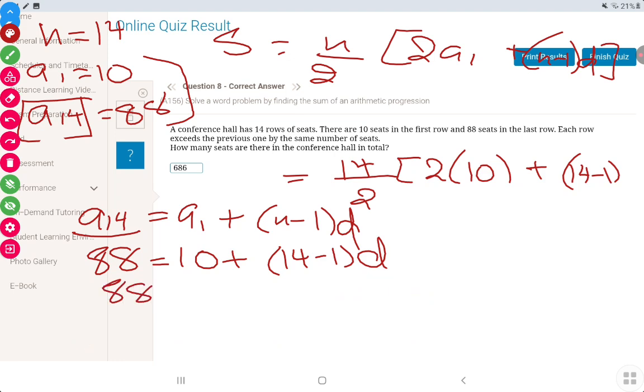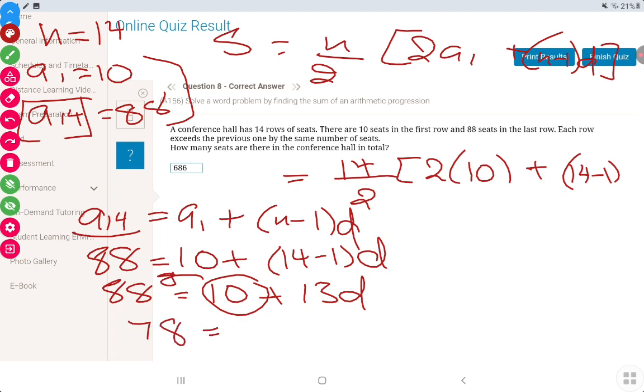88 is equal to 10 plus 14 times minus 1, which is 13, so 13d. Bring 10 to the other side, it becomes minus. 88 minus 10 is 78, equals 13d. d is equal to 78 divided by 13, which is 6. So the difference is equal to 6. So now we have the full equation.